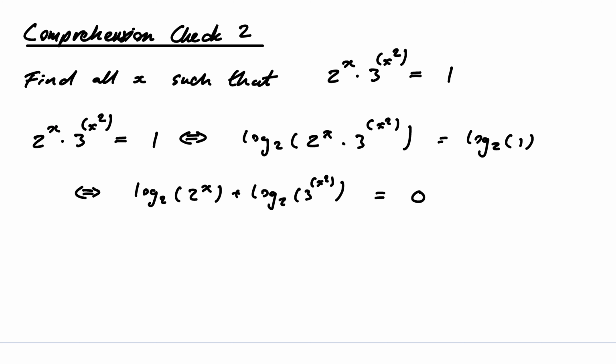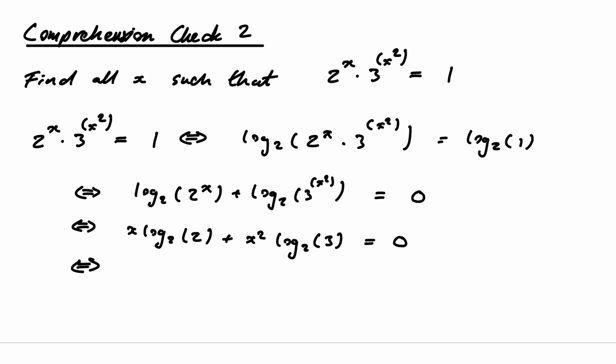Alright. So now this is if and only if what? Well, I can always bring exponents down. If there's an exponent inside, that can be brought to the very front. It's one of my laws of logarithms. So this becomes x log to the base 2 of 2 plus x squared log to the base 2 of 3 is equal to 0. So I need to find all x that do this. Thankfully, log to the base 2 of 2 is just 1 because 2 to the 1 is 2.